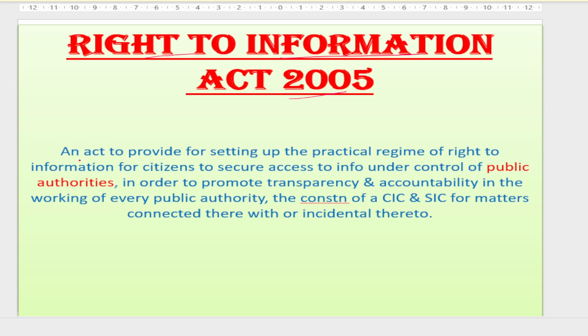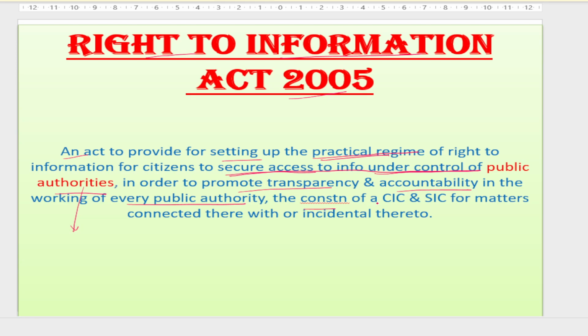Now we start with what is Right to Information. What is Right to Information Act? So RTI Act is an act to provide for setting up a practical regime for the right to information for citizens to secure access to information which is under the control of public authorities. What is public authorities is listed in the Right to Information Act as bodies which are substantially financed by the appropriate authority, that is the central or state government. So Right to Information Act is an act to provide for setting up the practical regime for right to information for citizens to secure access to information under the control of public authorities in order to promote transparency and accountability in the working of every public authority.